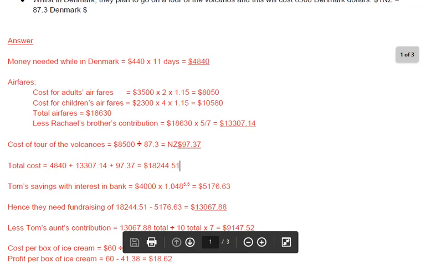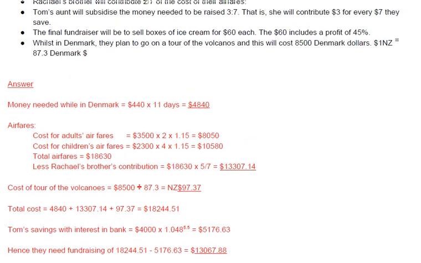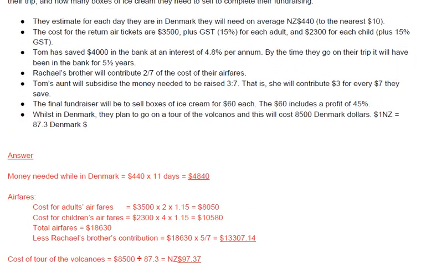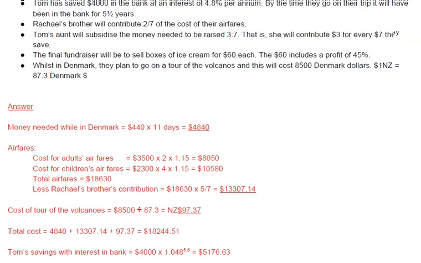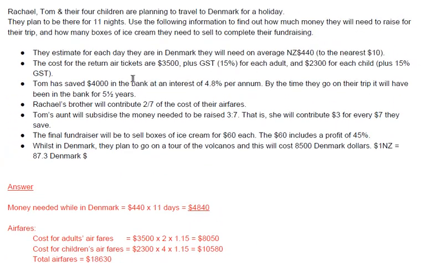Okay. We've done that. We've got our total for the cost of the trip. Now we need to do some other things here as well. Let's go to Tom's savings in the bank. So he started with 4,000 in the bank at an interest rate of 4.8% per annum, and it was going to be in there for 5.5 years.